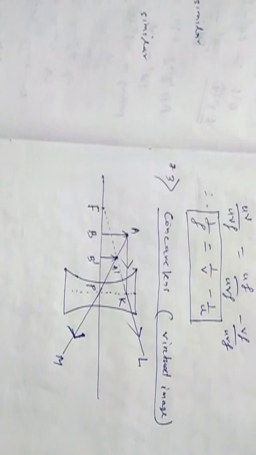So you can write, let an object AB be held perpendicular to the principal axis of the concave lens and at any position. A virtual erect image A dash B dash is formed as shown in the figure below. So this is the ray diagram for concave lens producing a virtual image.